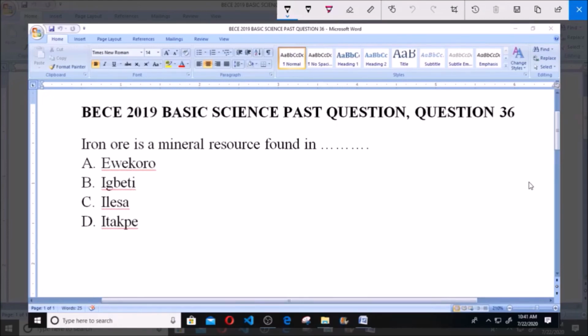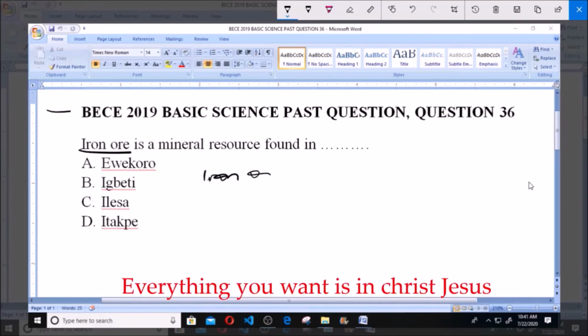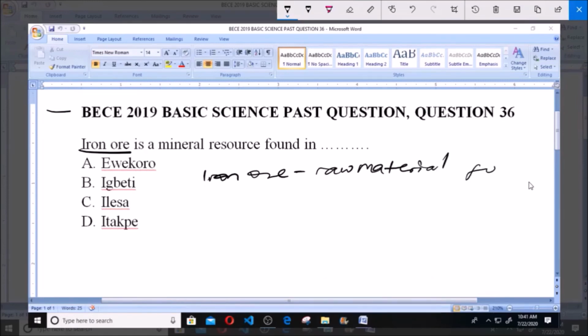BECE 2019 Basic Science Past Question, question 36. Iron ore is a mineral resource found in. Now I believe you know what iron ore is. Iron ore is the raw material, the main raw material for iron.